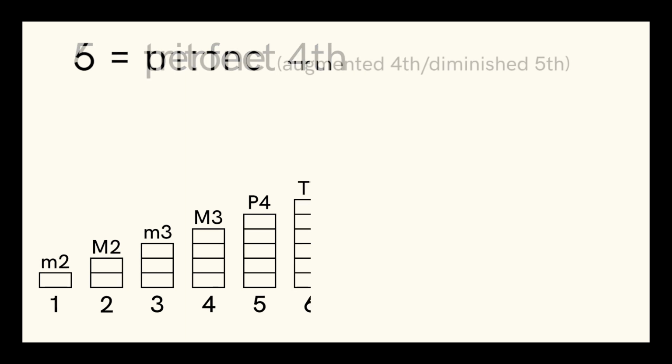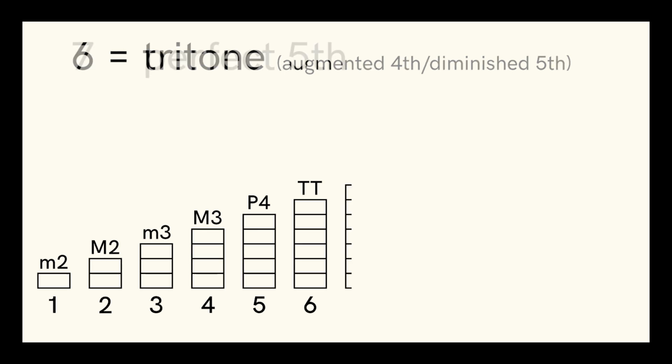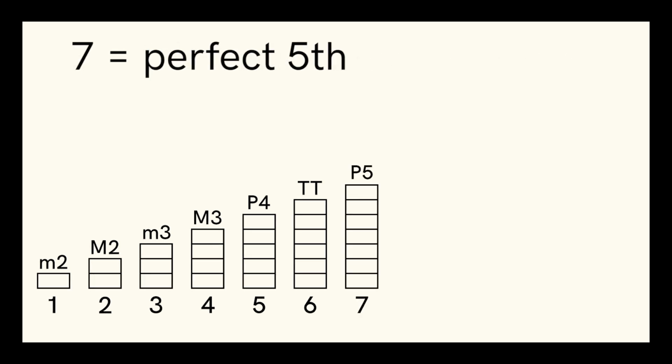6 semitones is also called a tritone. You've probably heard of this one. It's either a diminished fifth or an augmented fourth, depending on context. 7 semitones is a perfect fifth. This is one of the most important intervals to understand and recognize.